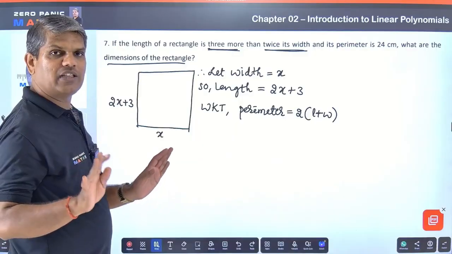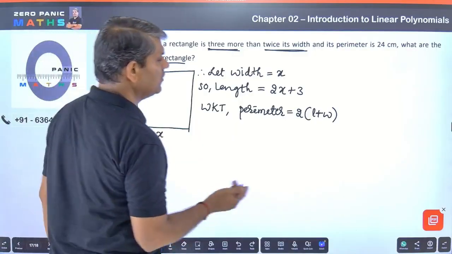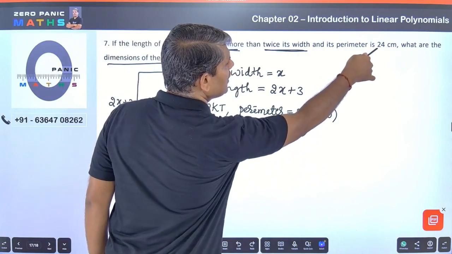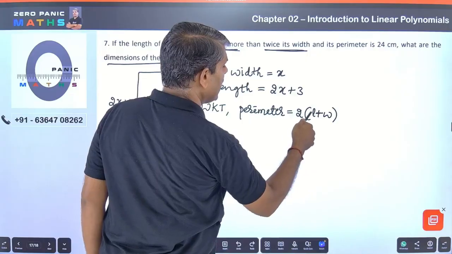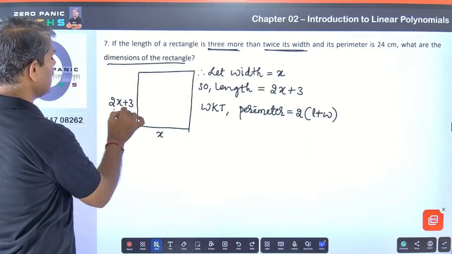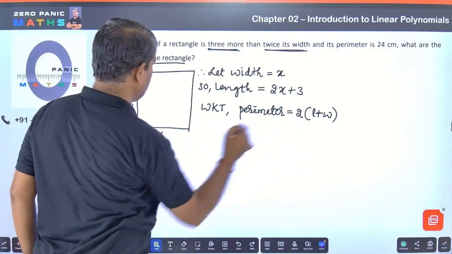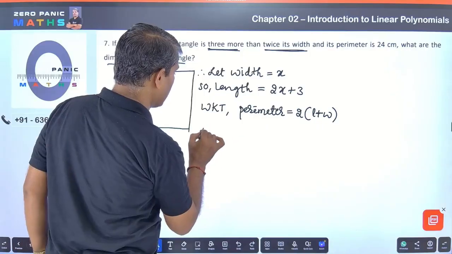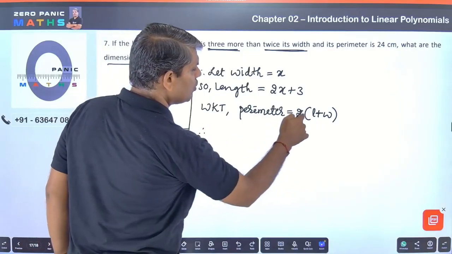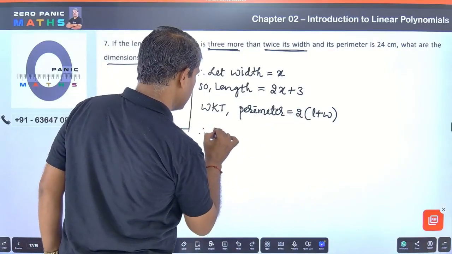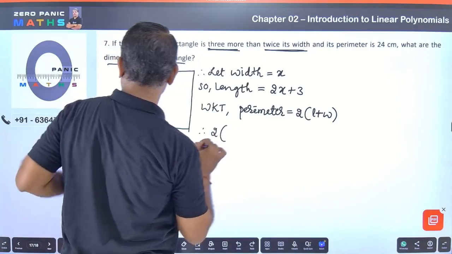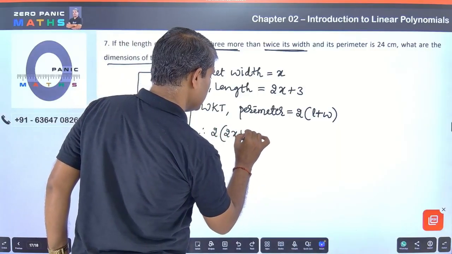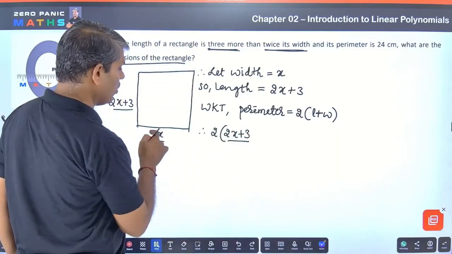I will not explain this because you might be knowing this. Okay, so what is perimeter? They have given it already, it is 24 centimeter. 2 times length. What is length? Length is 2x plus 3, and plus width, that is x. Therefore, let me write this as 2 times length plus width. 2 times, what is length? 2x plus 3, it is length.